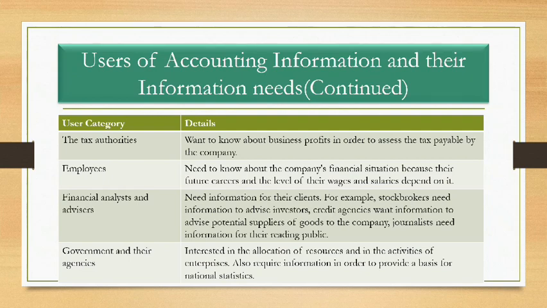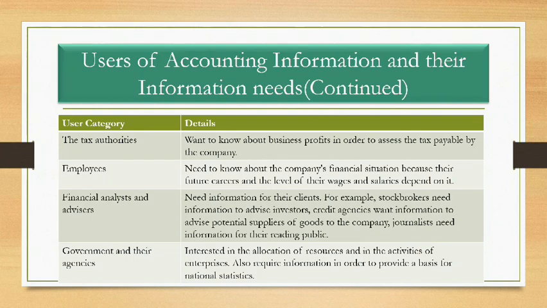They would want to advise some credit suppliers whether the business they want to advance credit to will be able to pay back or to pay for the supplies that it would have been given. And also some journalists will also provide information to the reading public through publications in the newspapers or on the radio or electronic media.